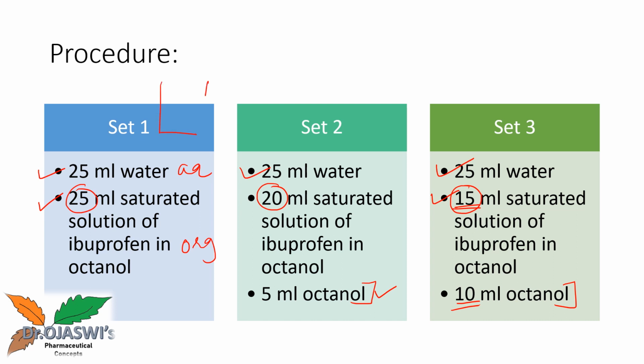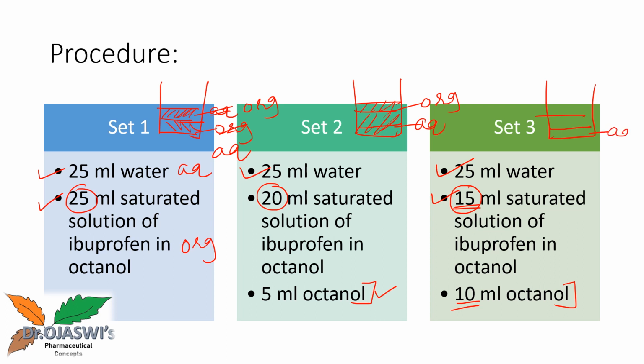So I have three different beakers with me. In each beaker there is an aqueous layer and an organic layer: here an aqueous layer, organic layer; aqueous layer, organic layer; and here also an aqueous layer and organic layer. Now the content from the beaker I will transfer to the separating funnel.